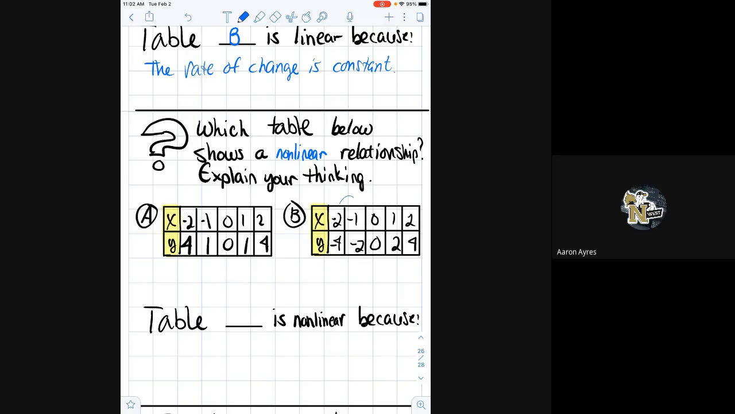So if I go this way with it, plus 1, plus 1, plus 1, plus 1, plus 2, plus 2, plus 2, plus 2. That one's constant, right? So change of y over change of x equals 2 over 1. Over here, though, we're subtracting 3, and then we're subtracting 1. That one's the one that is not constant. Very good. So A is nonlinear. Okay?